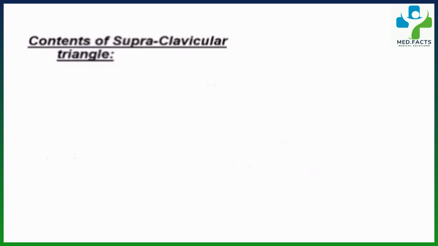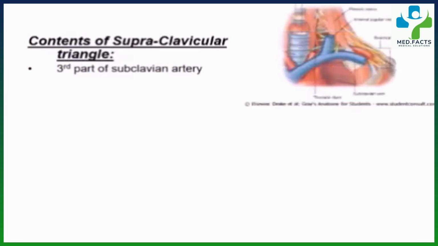Coming to the contents of this supraclavicular triangle, one of the very important structures is the third part of the cervical subclavian artery. I said this supraclavicular triangle is also called a subclavian triangle because it has the subclavian artery as well as the subclavian vein. These are the main structures.